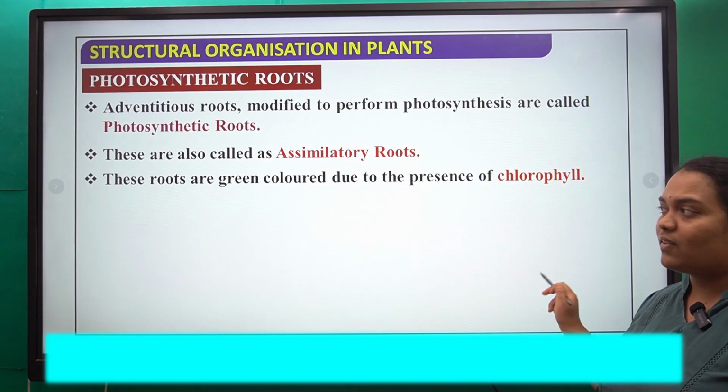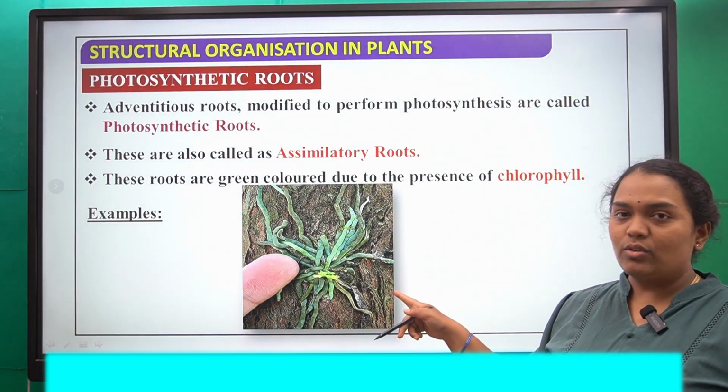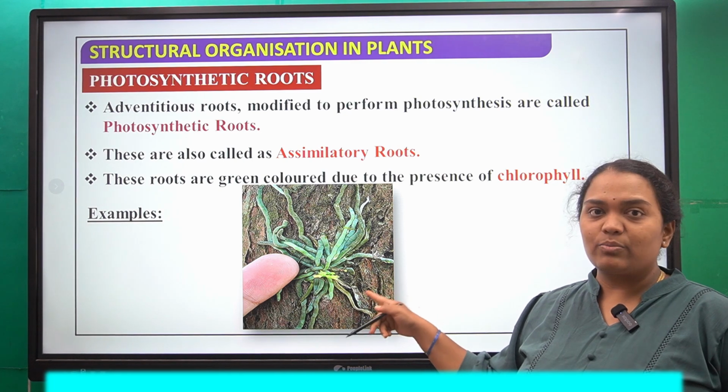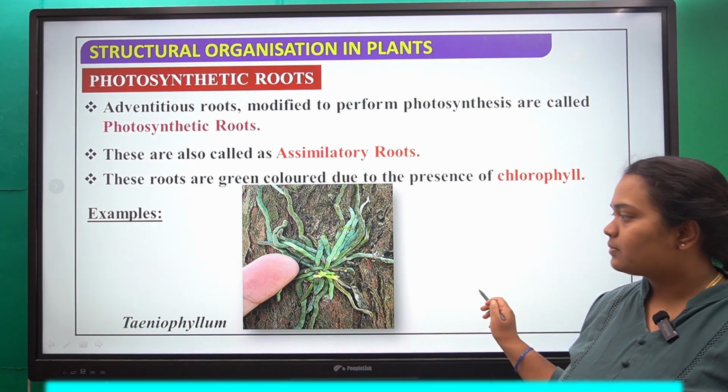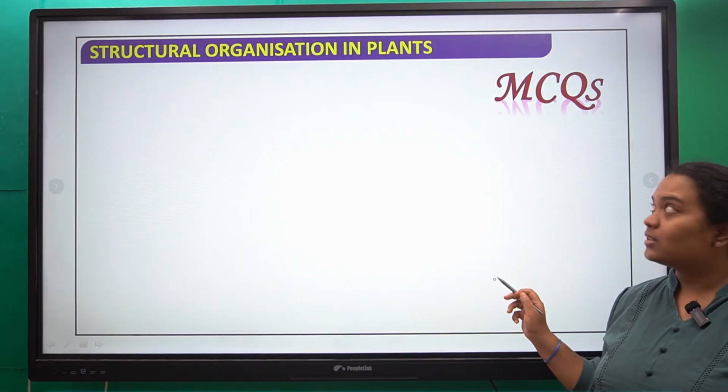So here they have given, because of chlorophyll. Examples are, so these roots as you can see are green in color, but these are not leaves but roots of a plant, that is Taeniophyllum. These are the photosynthetic roots.